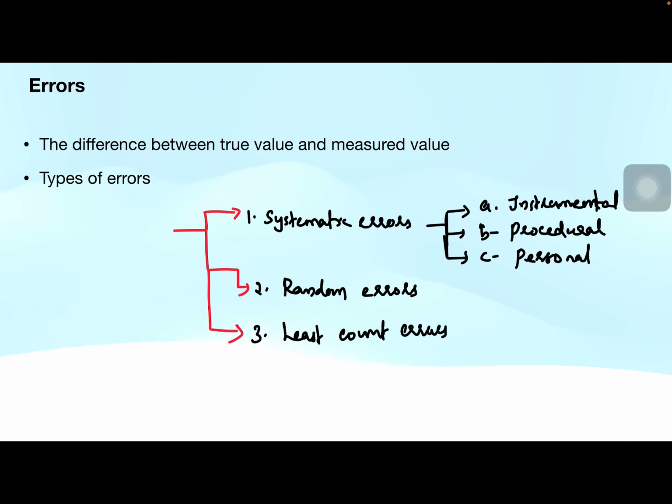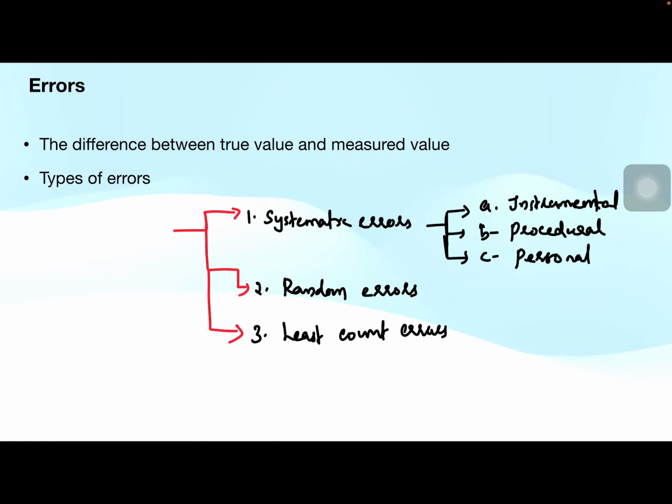We are also using this term error, which is a common term. It is the measurement of difference, or how the measured value is differing from the true value. That difference is referred to as error. These errors can be classified into different types: systematic errors, random errors, and least count errors.